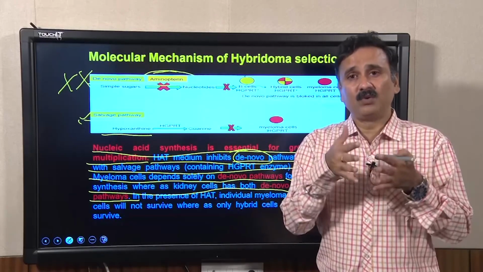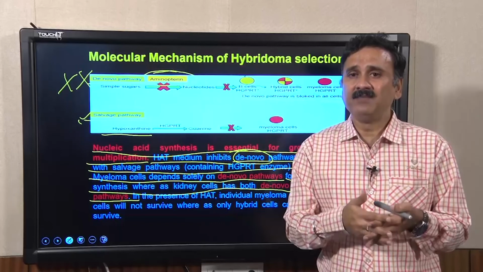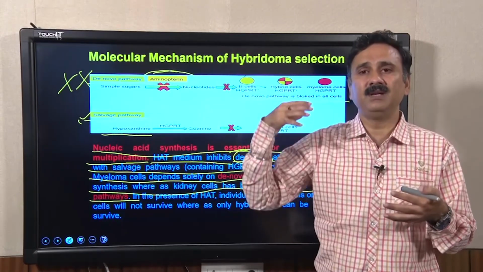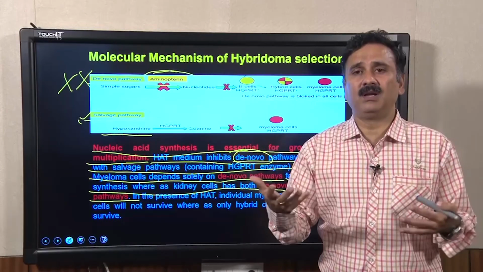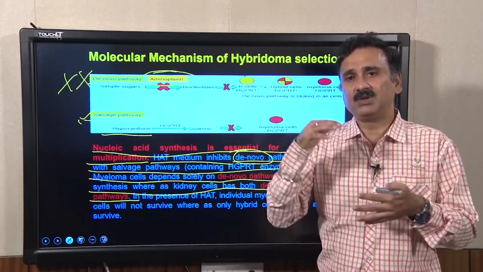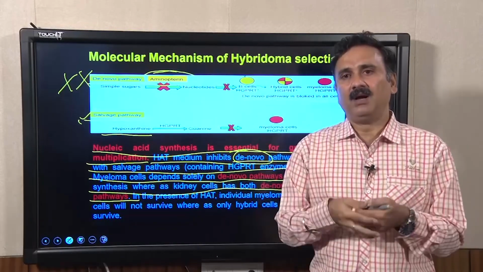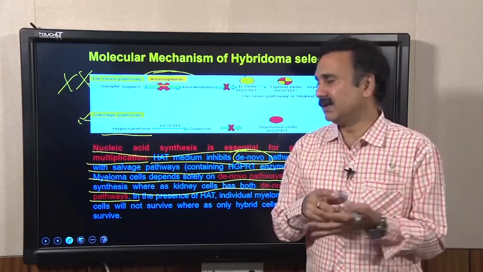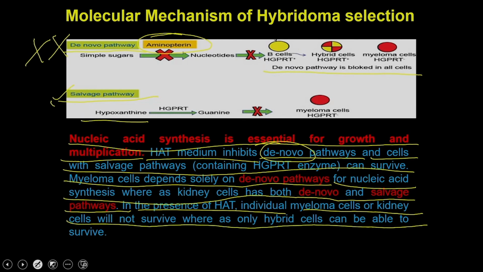The only cell which is going to survive is the cell which has the salvage pathway and which has been transformed, which has a transformation phenotype, which means it can go on for an indefinite period, and the only cells which have this property are the hybrid cells. So, in the presence of HAT, the individual myeloid cells or the kidney cells will not survive, whereas only the hybrid cell will be able to survive.